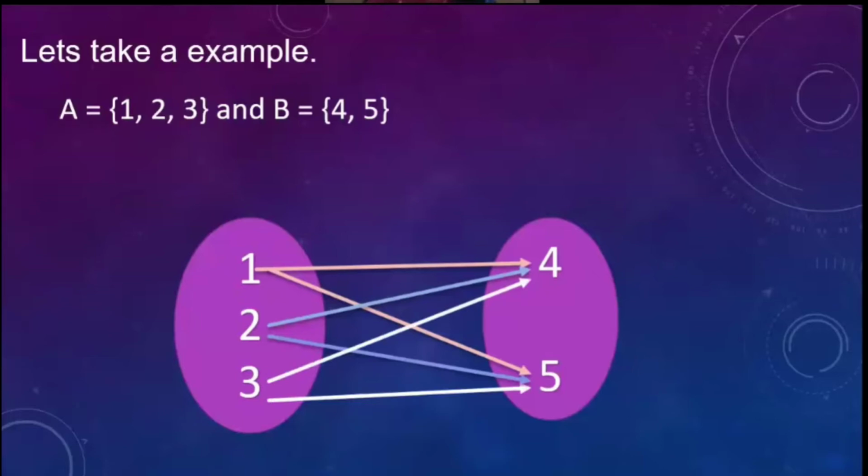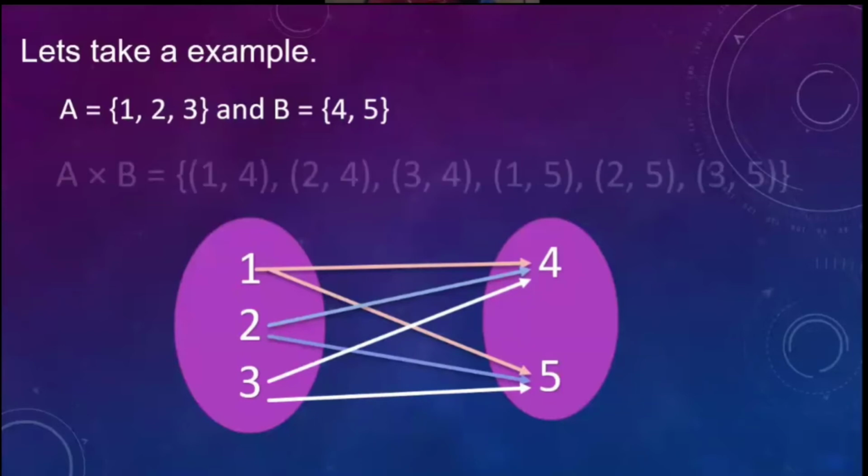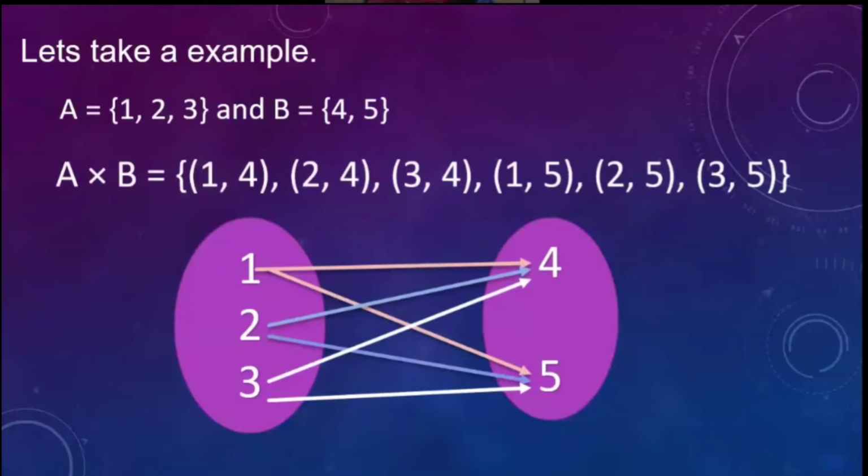And now I want to write all the elements of the Cartesian product. A cross B equals (1, 4), (1, 5), (2, 4), (2, 5), (3, 4), (3, 5). I arranged them: I wrote (1, 4), (2, 4), (3, 4), then (1, 5), (2, 5), (3, 5). If you want to arrange, you can arrange. Otherwise, you can write as it is, how you are doing the product. So these are the elements of my Cartesian product A cross B.